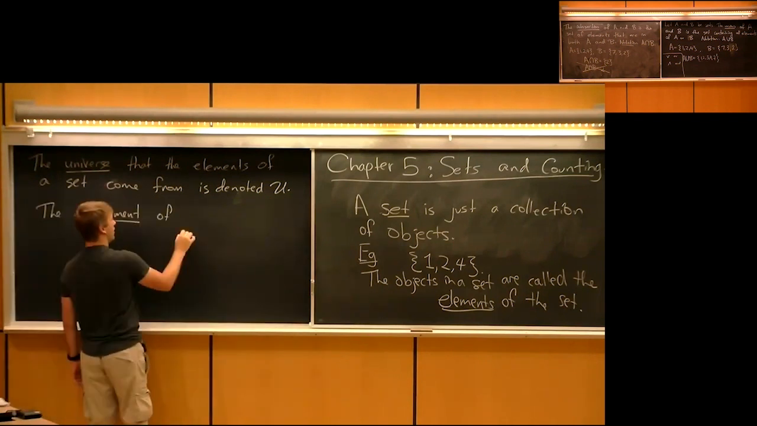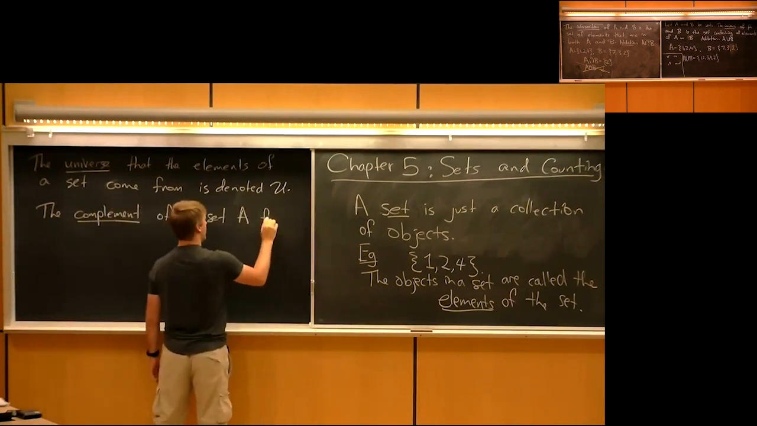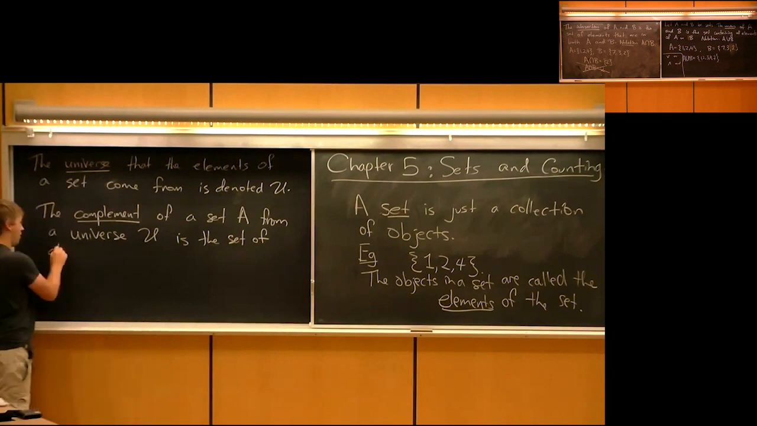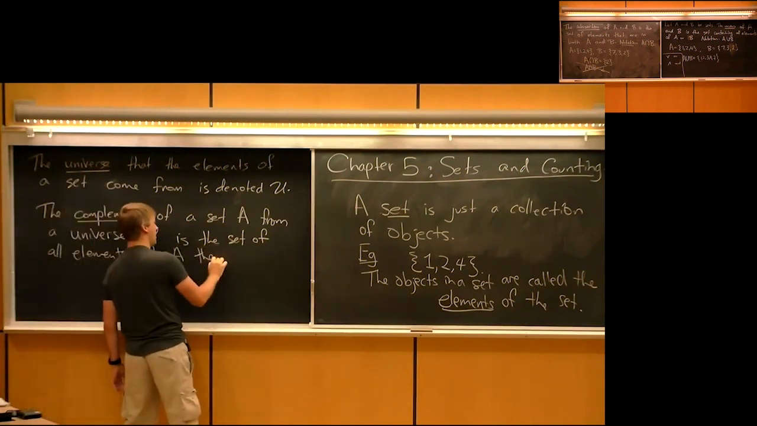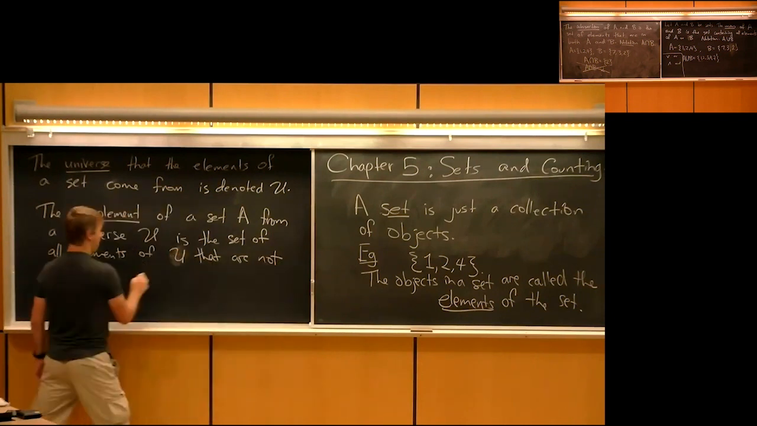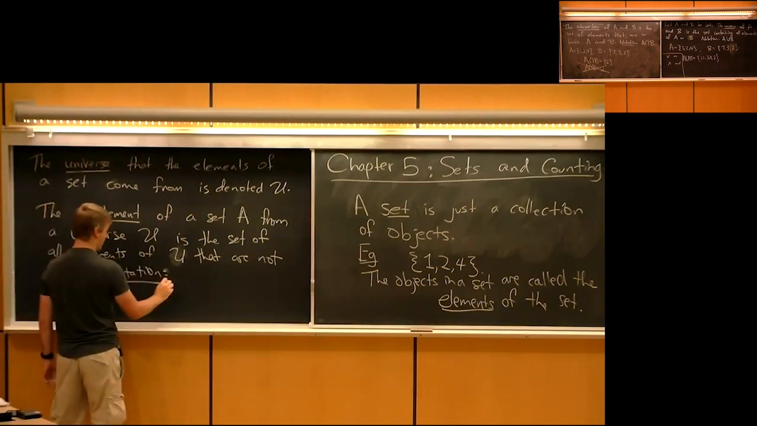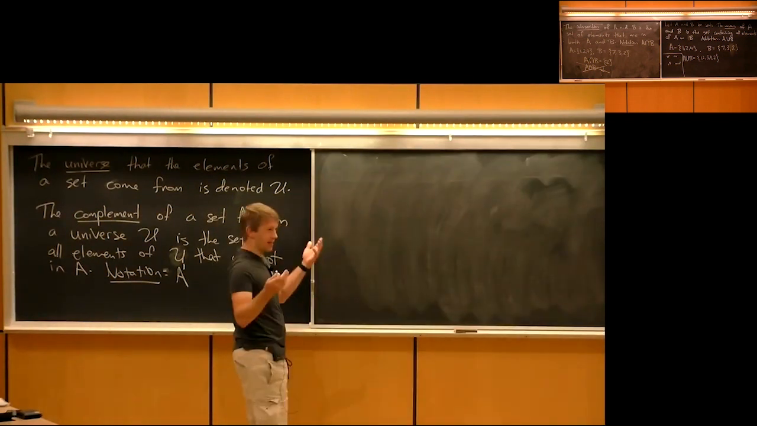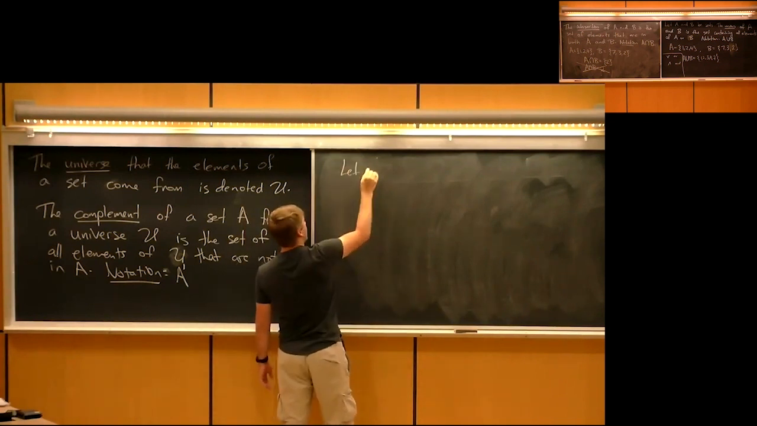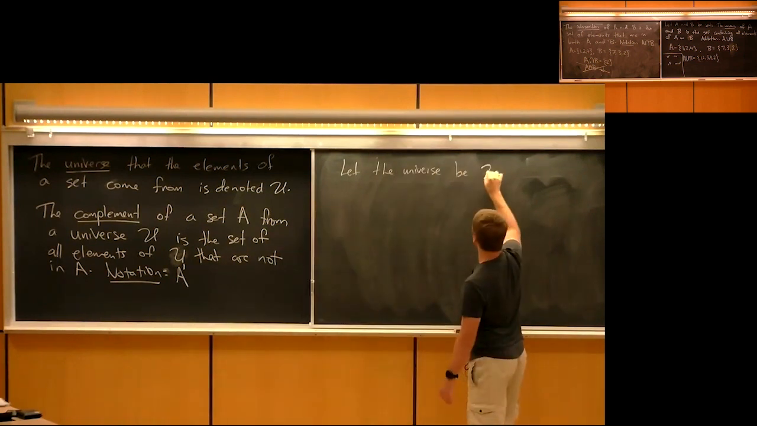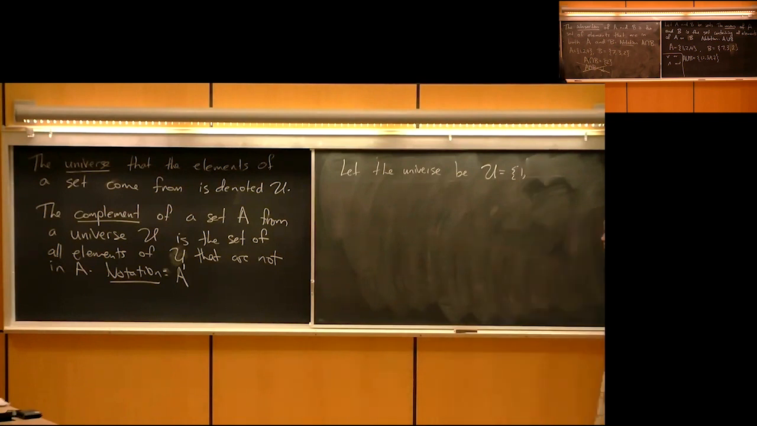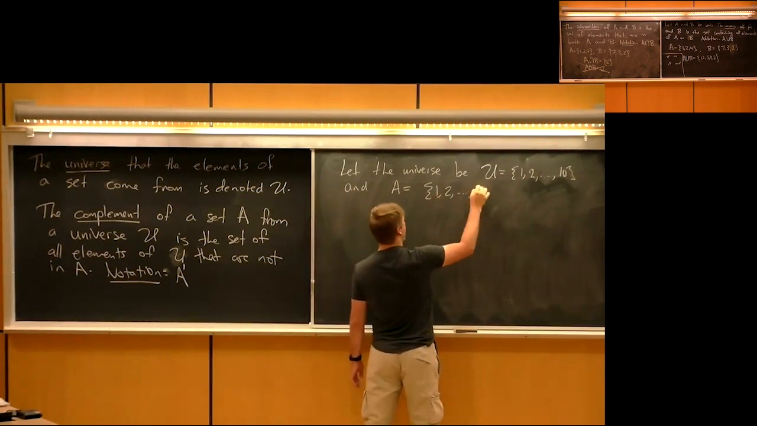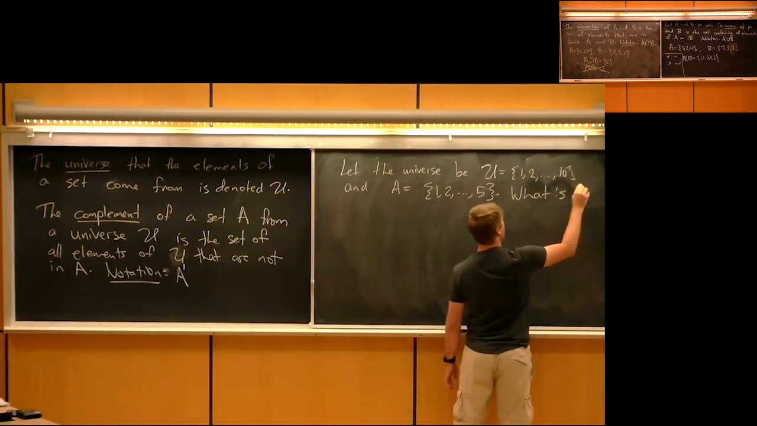The complement of a set A from a universe U is the set of all elements of U that are not in A. And the notation for the complement is A prime. So maybe I'll do an example. This is the type of question you might see. Let the universe be U equal to the numbers, let's say 1 up to 10, and A be the set of the numbers 1 up to 5. And you could be asked, what is A prime?